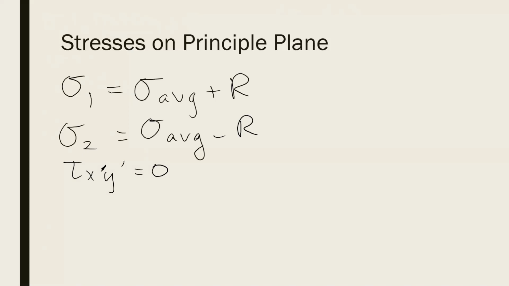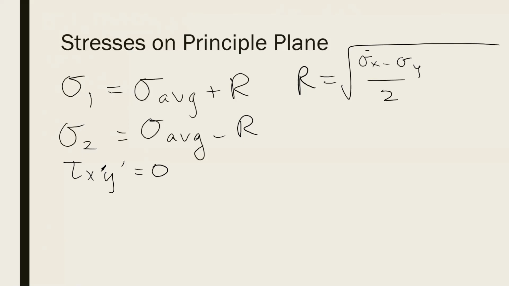If I give you any orientation and I tell you the sigma x and sigma y, if you take the average of those and add r, where r is the square root of (sigma x minus sigma y over 2) quantity squared plus tau xy squared, if you calculate this, you'll always get what we call sigma 1 and sigma 2. Sigma 1 and sigma 2 are your principal stresses.